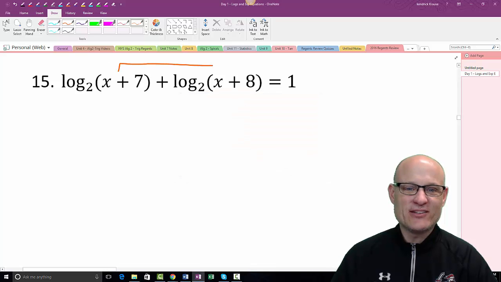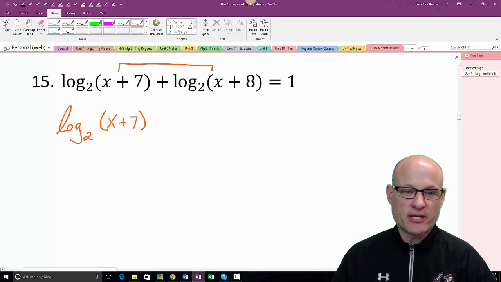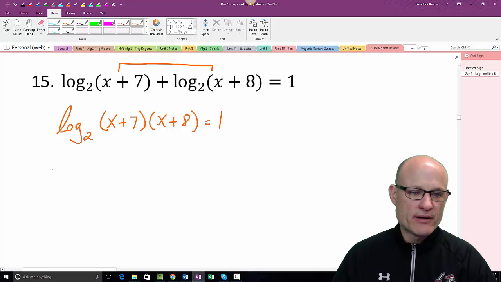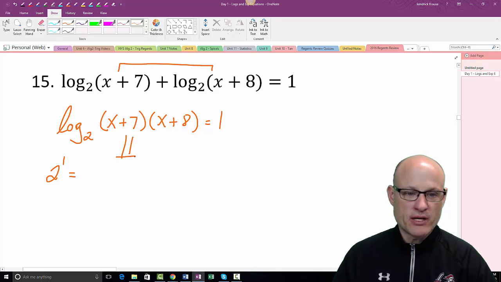We're going to condense these two logs, and we're going to make it log base 2 of, let's see, multiplication, because it's addition. It reverts back to multiplication. Now it's all about that base. So it's 2 to the 1 is equal to, now I'm just going to double this. I know I can put this right here, but I'm going to double distribute it out. So I get x squared plus 15x plus 56.